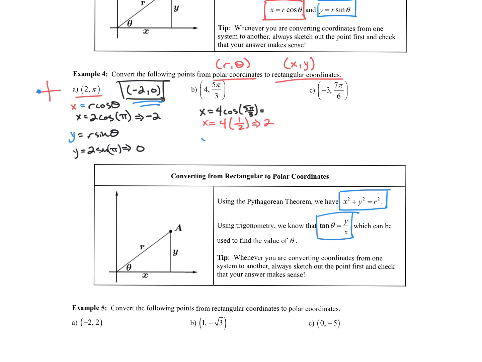And now I need to get to my y. And so y is equal to what? R sine theta. And so now I'd have 4 times sine of 5 pi over 3. All right. So what is the sine of 5 pi over 3? Negative square root 3 over 2.